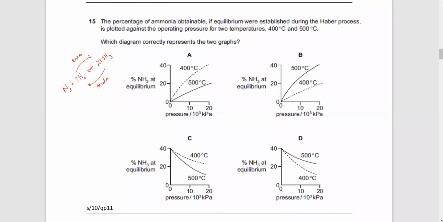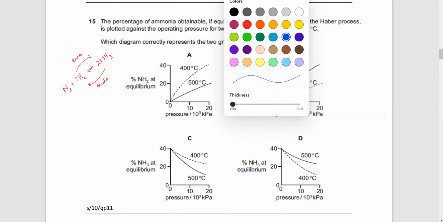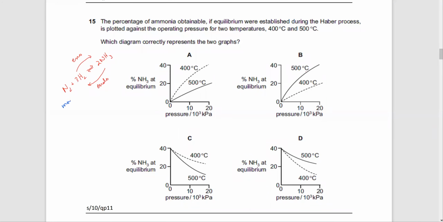endothermic. On the left side, you have more moles of gas. If the reaction shifts backwards, more gas is produced. There are 4 moles of gas on the reactant side, and in the product, you have 2 moles of gas. So there's less gas.